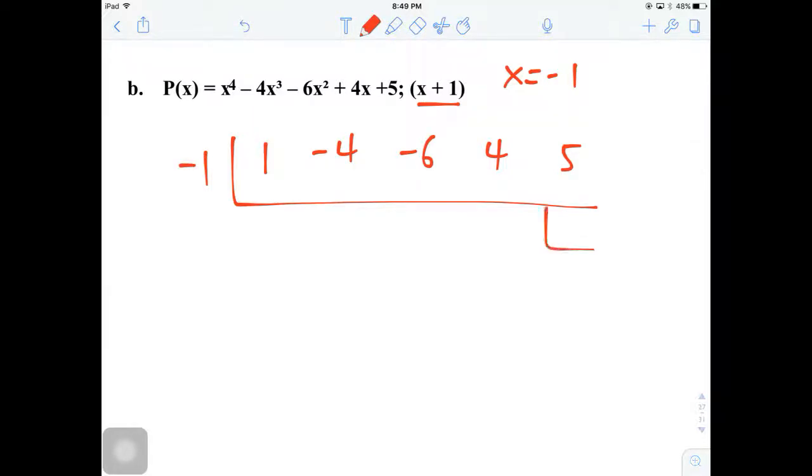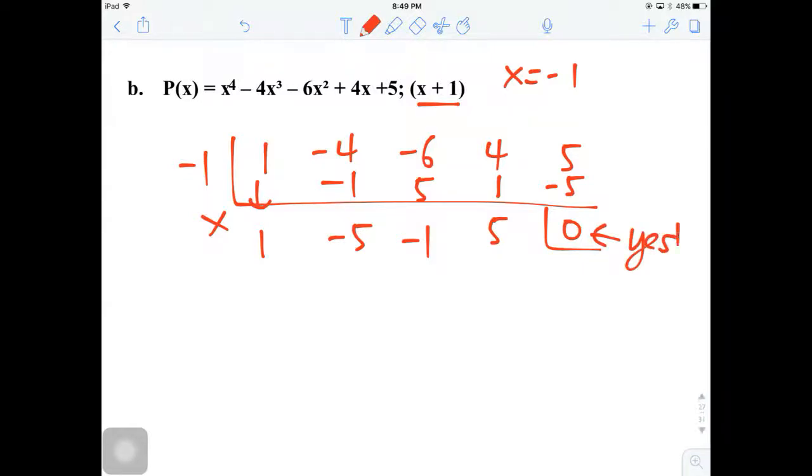We're going to bring down the 1 in the first term and multiply. That will give us negative 1. And then combine, we have negative 5. Negative 5 times negative 1 is 5. Then we have negative 1 times negative 1. It's going to give us a 1. And then combining, we have 5 and then negative 5 and 0. So since we have a remainder of 0, the answer is yes, x plus 1 is a factor.